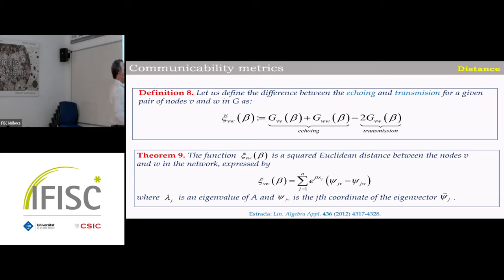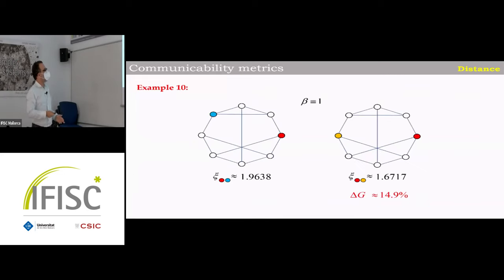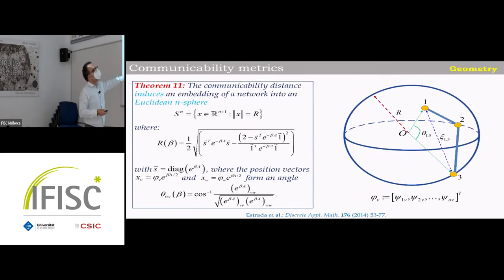Square here, there is a missing square there. And so you can prove that this is exactly a squared Euclidean distance between the corresponding pair of nodes. So here again, in the initial example, what we can say is that this pair of nodes is about 15% closer than this pair of nodes in terms of their communicability. So, of course, you can now prove a little bit more, and you can prove that this distance induces an embedding of the network, of any network, into an n-dimensional Euclidean sphere.